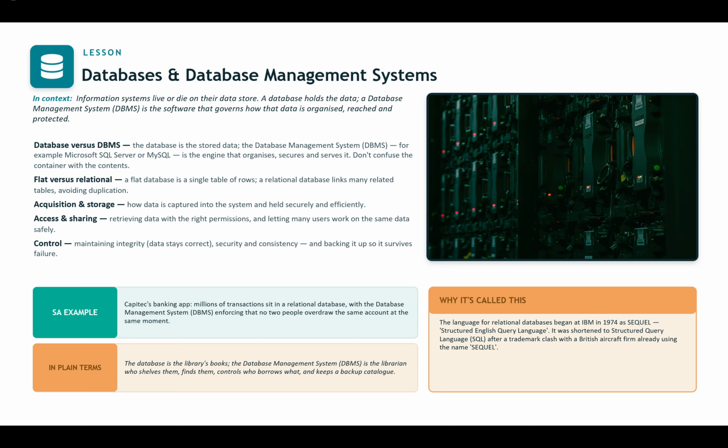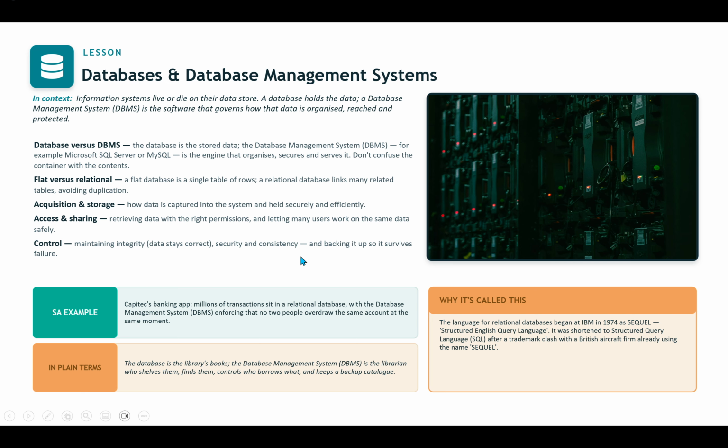An example would be Capitec's banking app. Millions of transactions sit in a relational database, with the database management system enforcing that no two people withdraw from the same account at the same moment. So obviously that would mean that there is another person who's using your account. So now we have to block both of them and then identify the real one by having them come to one of our branches and identifying themselves.